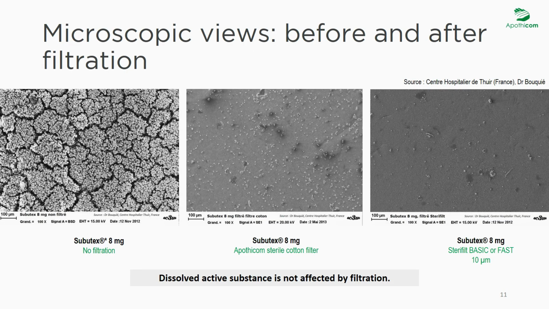Here you can see microscopic photographs of before and after filtration with two different types of filter. On the left picture, you can see what Subutex, which is an opioid substitution treatment available in France, looks like in water. So you can see the amount of insoluble particles. In the center, you can see what the solution looks like after a cotton filtration. And on the right picture, you can see what it looks like after a 10 micron membrane filtration, where most of the insoluble particles have been removed.